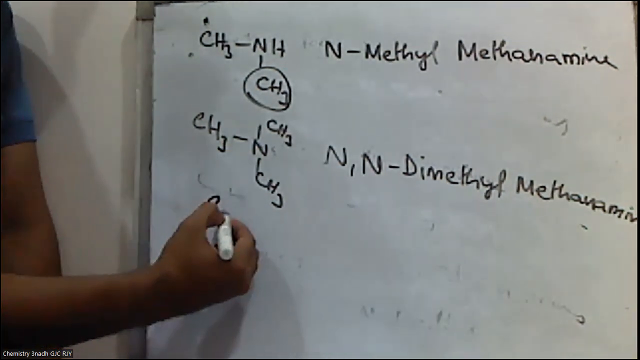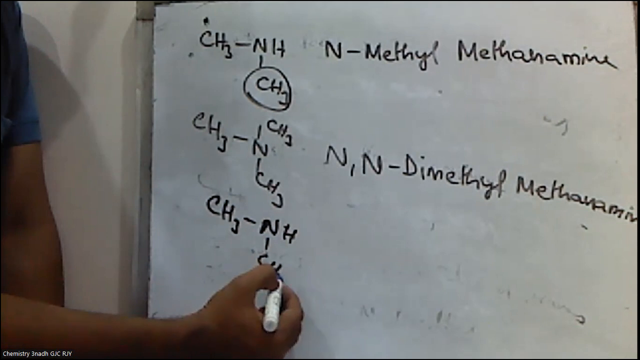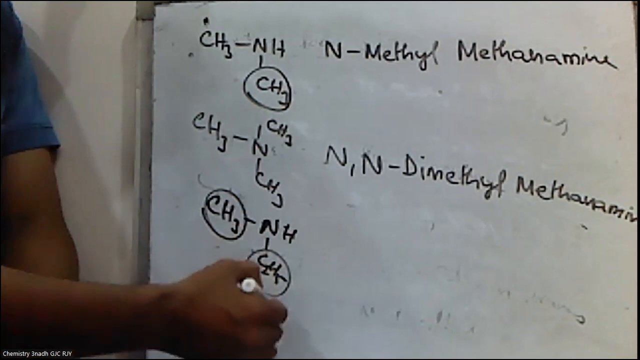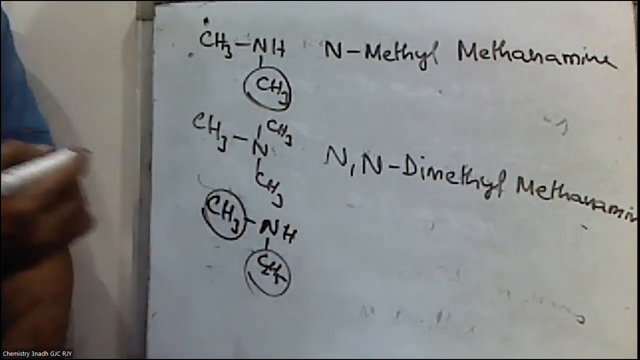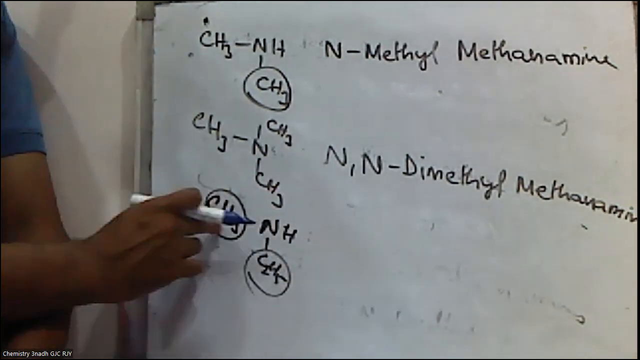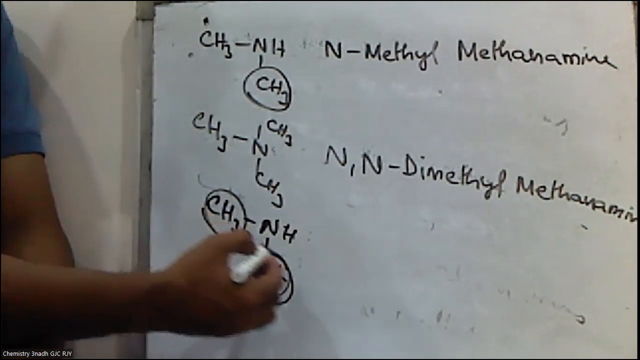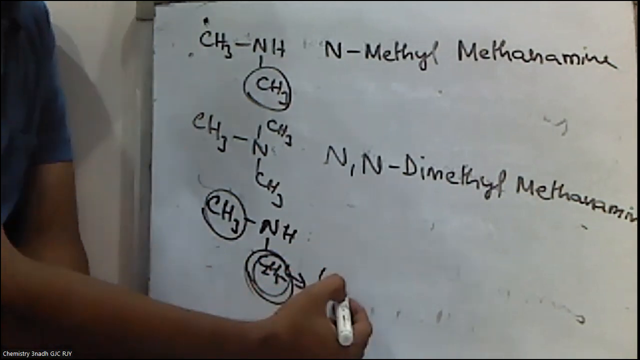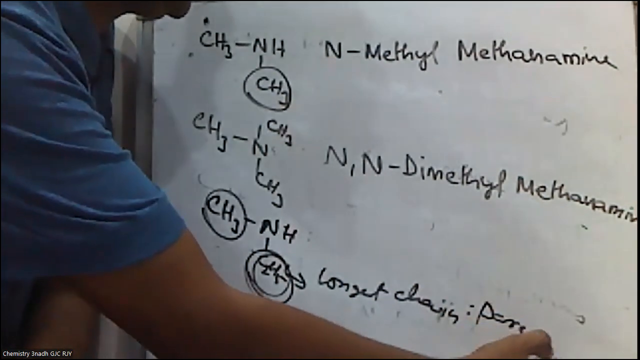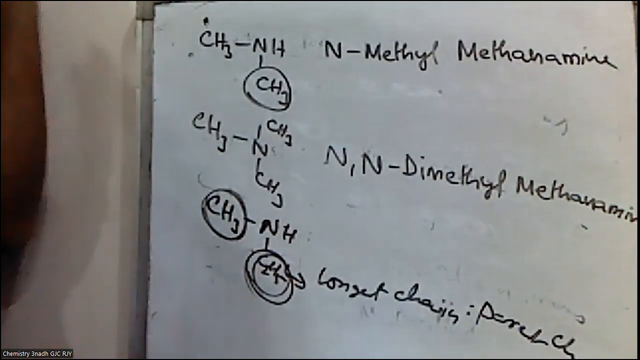Let me take one example. For example, if you take this one, NHCH3, C2H5. So here two different alkyl groups are there. In common system, it is written as ethyl methyl amine. But in IUPAC system, if two different alkyl groups are there, the longest chain becomes the parent chain, and the remaining alkyl group should be written as a prefix.